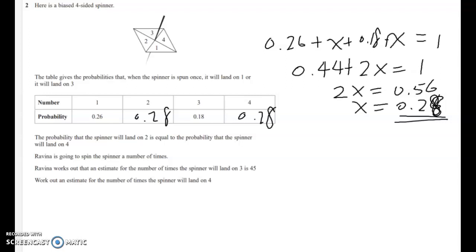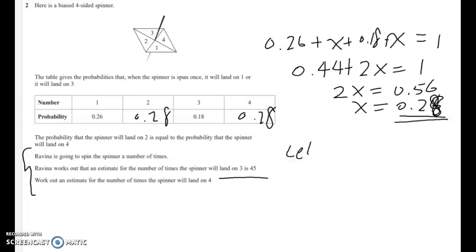Now working on the second part of the question, they are asking us to find the number of times that the spinner will land on 4, right? They actually give us some hint. They told us that Raveena would have to spin a certain number of times and then land on 3 is 45 times. But I don't really know how many times she has actually spun. Again, I don't know that.